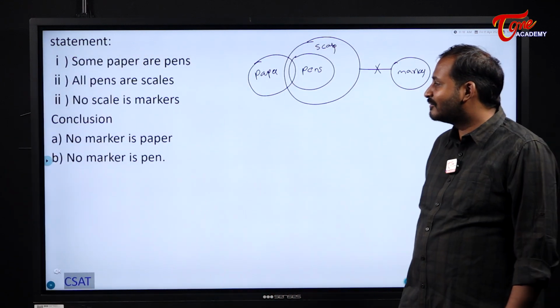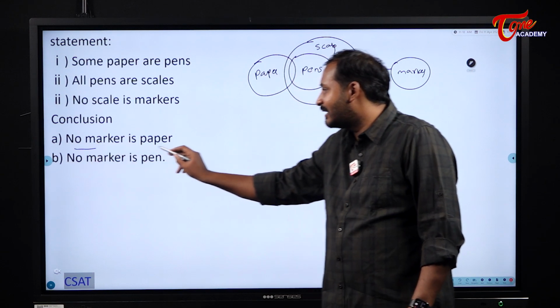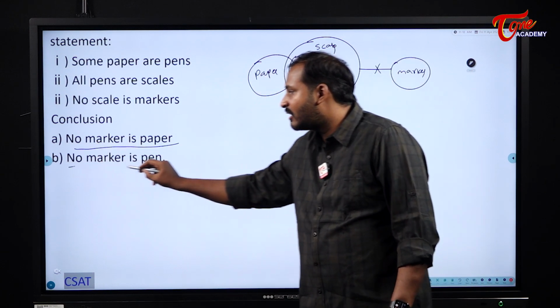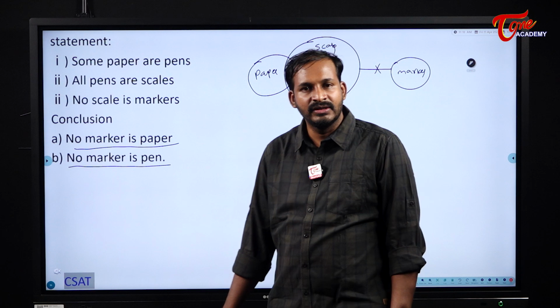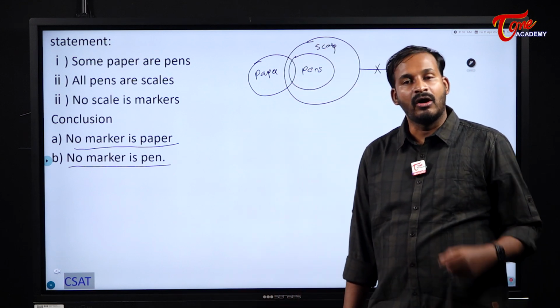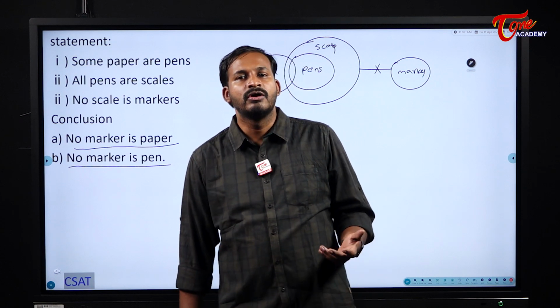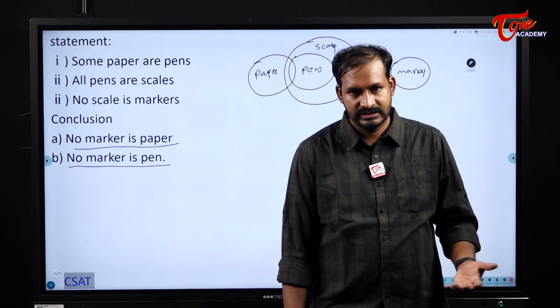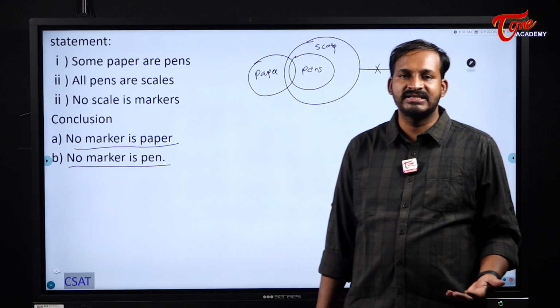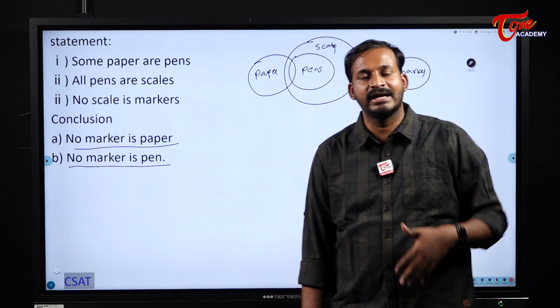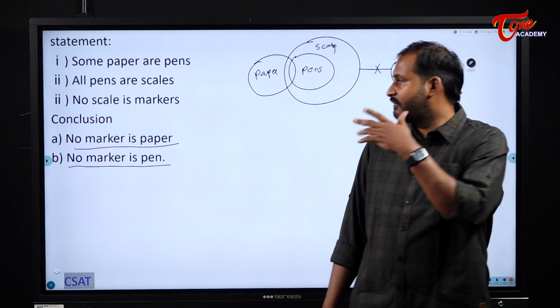Okay, now come to the conclusions. No marker is paper. No marker is a pen. What are these two conclusions, students, here? These two are negative conclusions. Already I told you, whenever we see negative conclusions, what we are going to do? We are going to make them false. Either with the help of the basic diagram or by drawing an alternate diagram, we will try to make it false. Now we will see here.